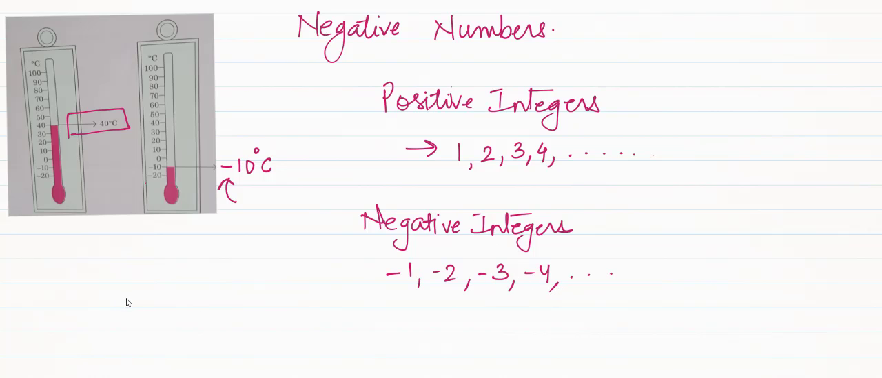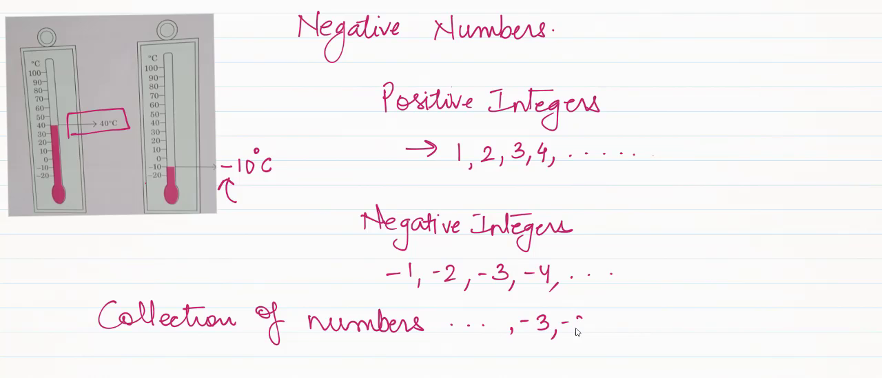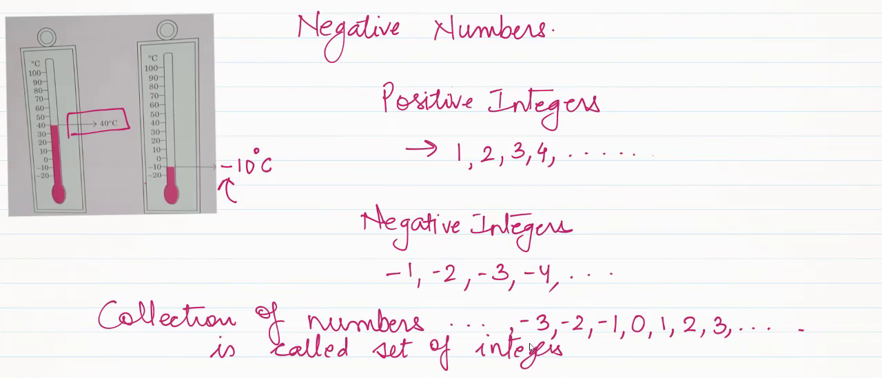These are said to be the negative integers. And the collection of numbers, we start from the dots, then a comma, minus 3, minus 2, minus 1, 0, 1, 2, 3 and so on, is called integers. So this is how the definition of integers comes up.